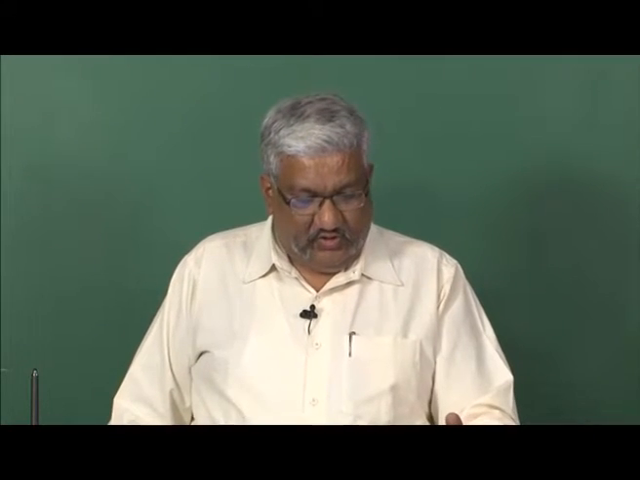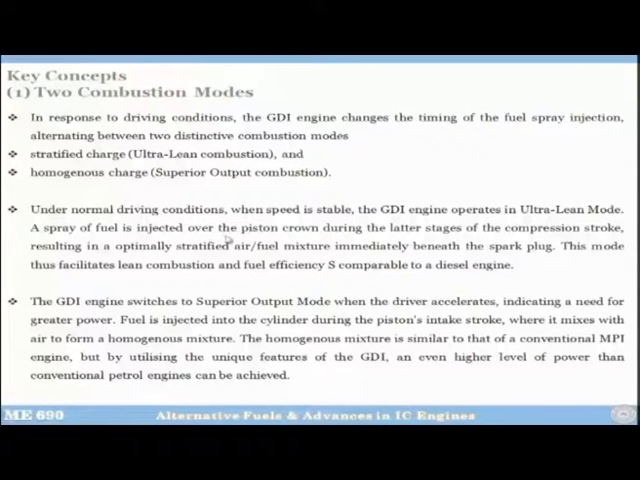stratified charge mode. A spray of the fuel is injected over the piston crown during the later stage of the compression stroke, resulting in an optimally stratified air-fuel mixture immediately beneath the spark plug. Just below the spark plug, you will have the mixture. This mode thus facilitates lean combustion, and fuel efficiency is comparable to a diesel engine. Since it is a very lean mixture, you will get very high efficiency, which can even surpass the diesel engine.